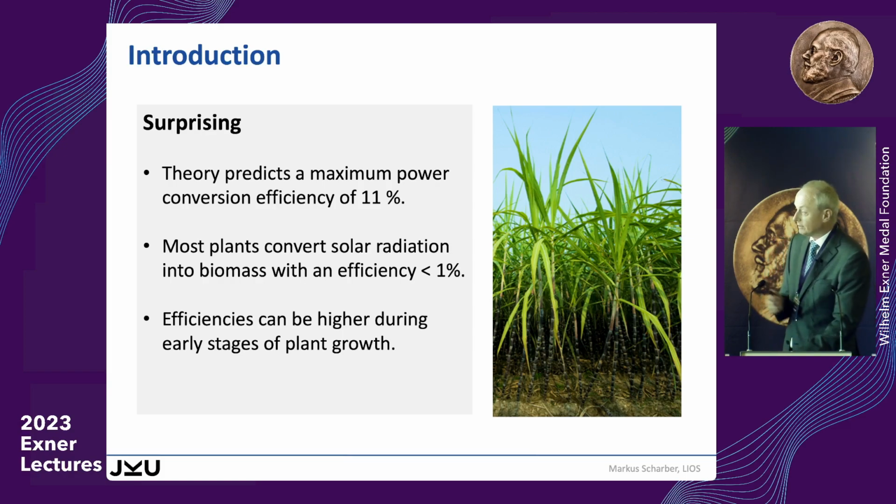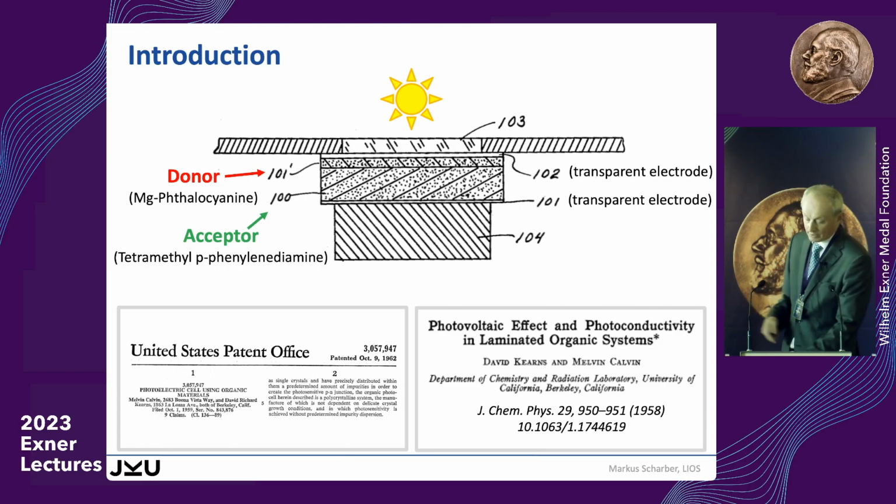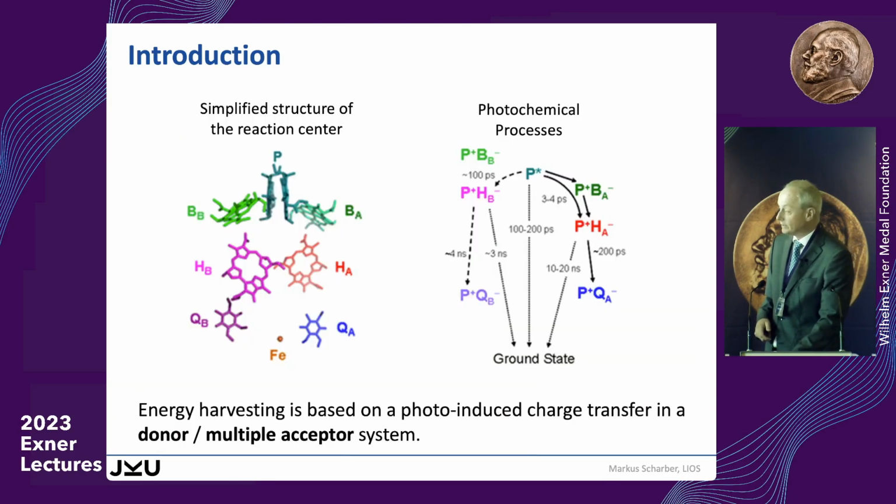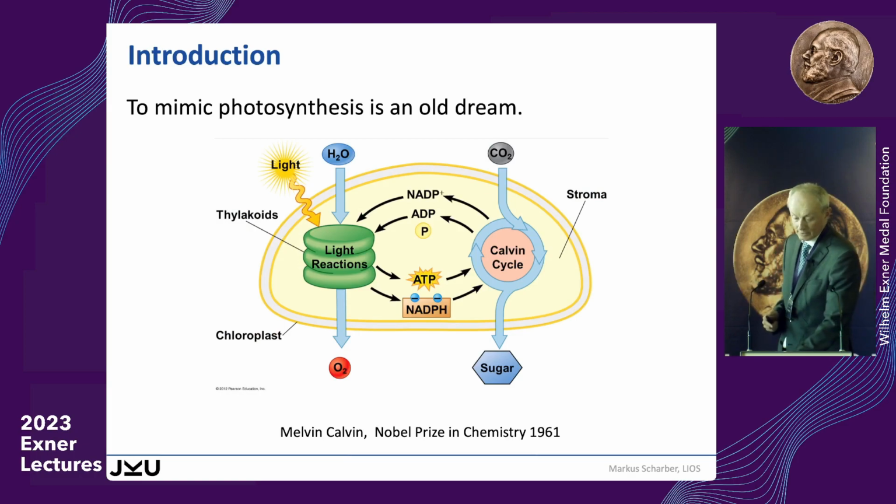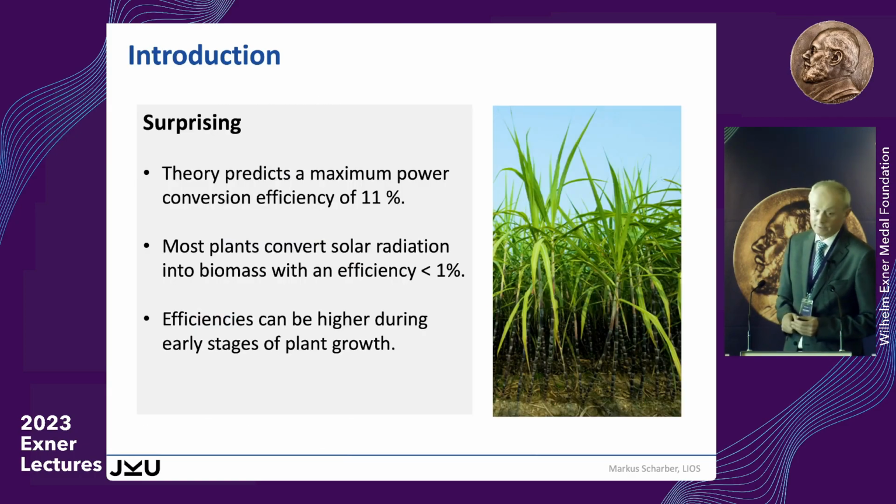It's a little bit surprising, but actually I showed you this Calvin cycle here, and the same gentleman received the Chemistry Nobel Prize in 1961 for this. And about the same time, he started to make solar cells.